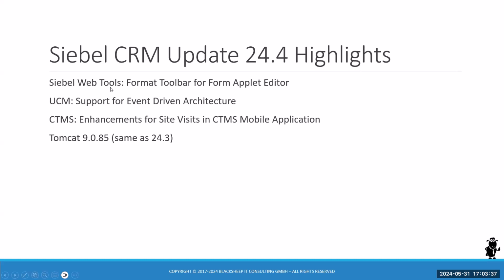There's one very special feature that was waited for a long time. That is the format toolbar for the form applet editor. We have an enhancement for UCM, Universal Customer Master, in terms of it can now use the event-driven architecture, aka Kafka integration. And also there are news for the clinical trial mobile application. The Tomcat as of 24.4 was 9085. That was unchanged from 24.3.